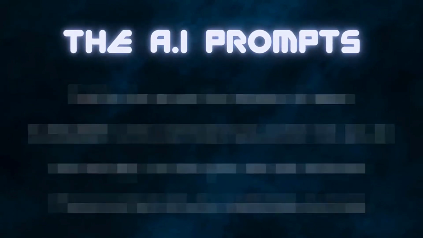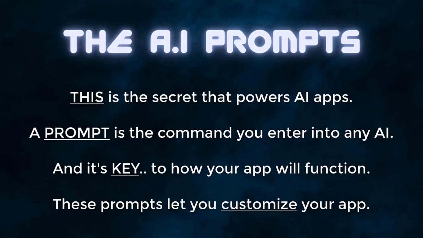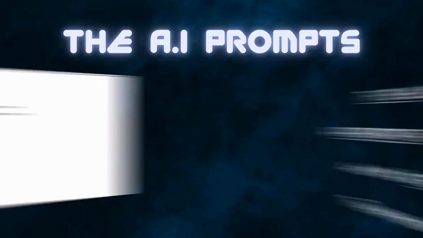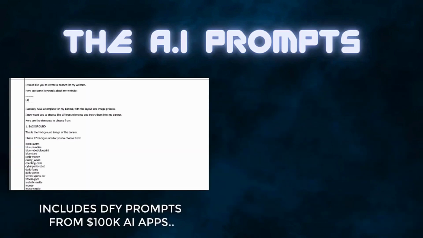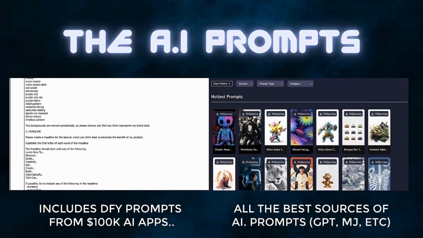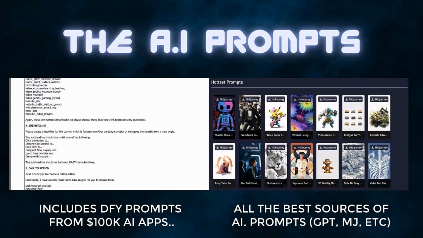Step 3, next up, the prompts. This is the secret sauce that powers AI apps. A prompt is the command you enter into any AI, like ChatGPT, and it's key to how your app will function. These prompts allow you to customize your app. Now I'll give you some pre-made prompts from some of my top-selling apps. And I'll give you secret sites where you can find unlimited prompts for free or for sale.